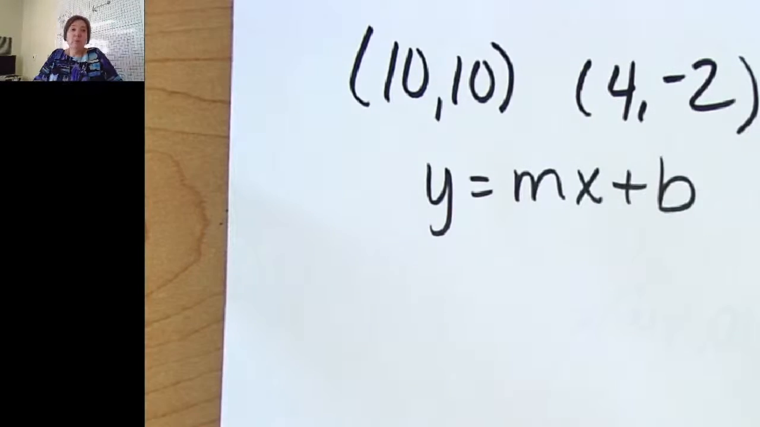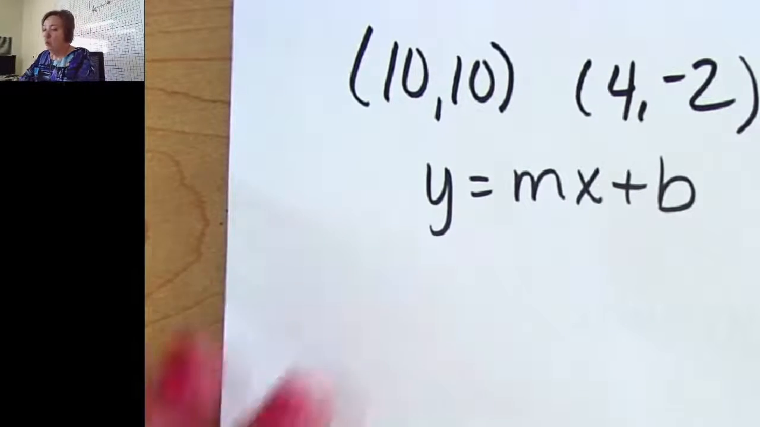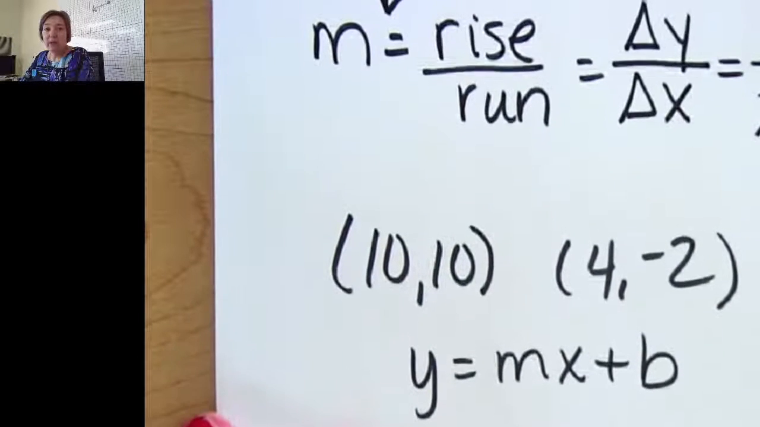Now remember, we want this to be, in this case, in slope-intercept form. y = mx + b, right? So we want to put it in slope-intercept form. So if we're going to put it in slope-intercept form, we need slope and the y-intercept, right? Do we know the slope? We don't know the slope. Can we find the slope? How do we find the slope? Well, we're just going to go back and use that slope formula, right?